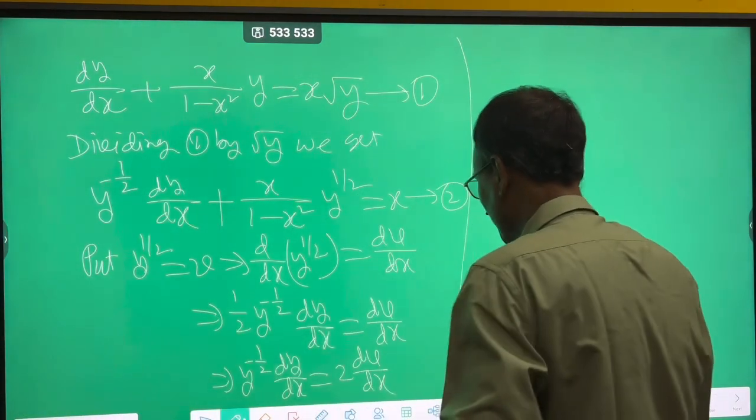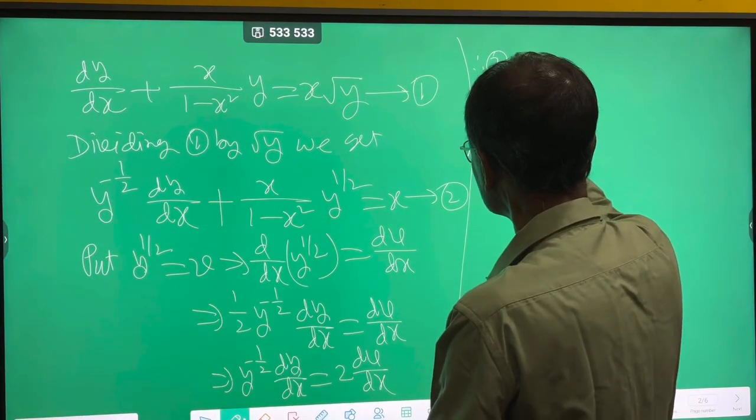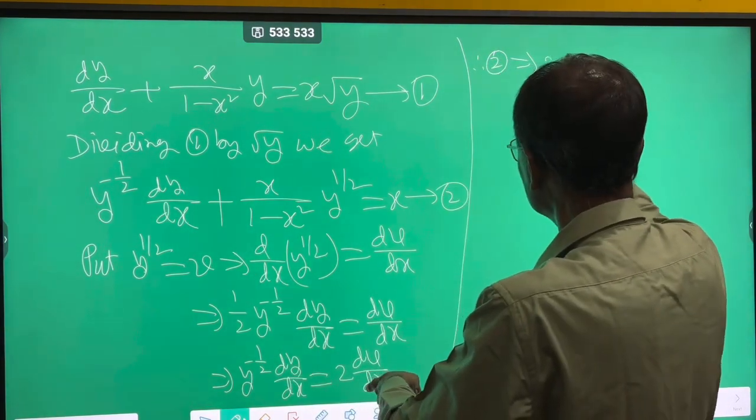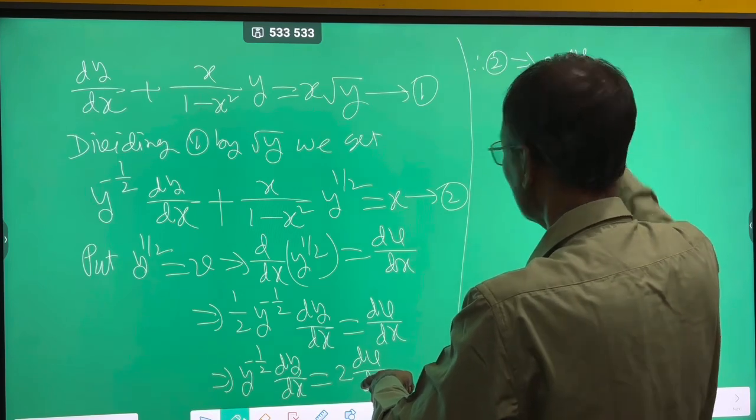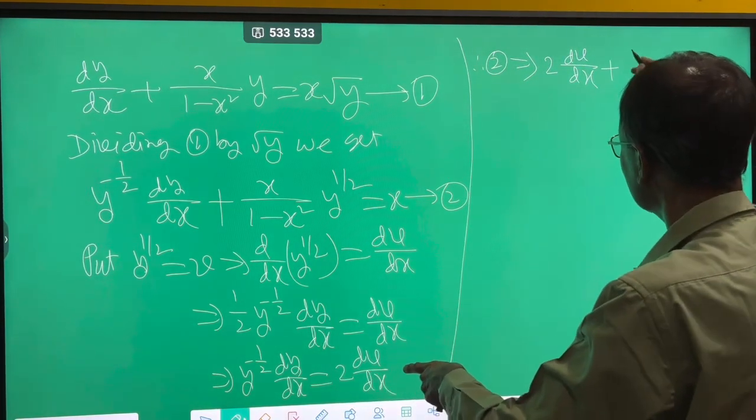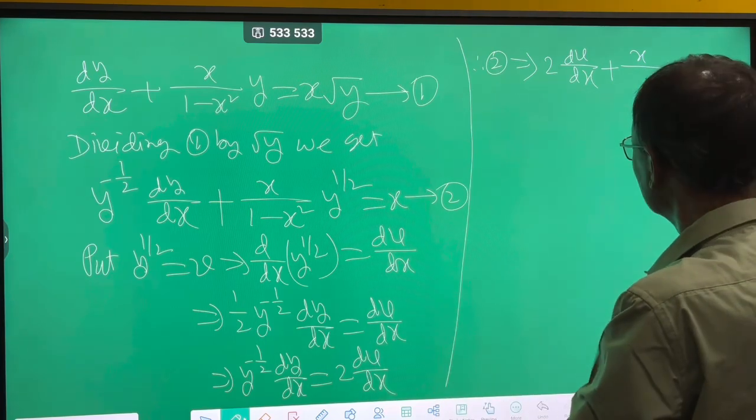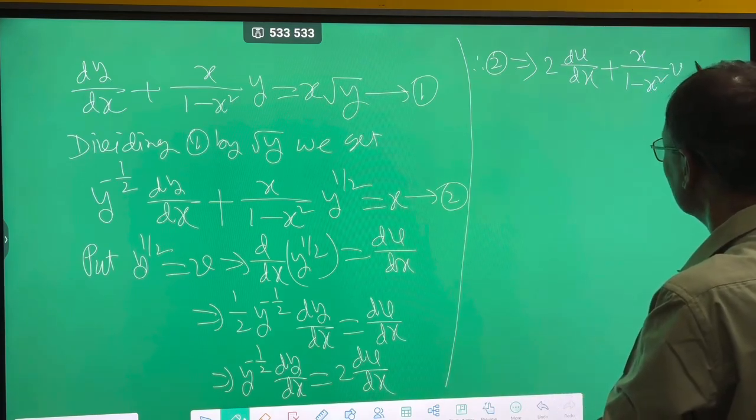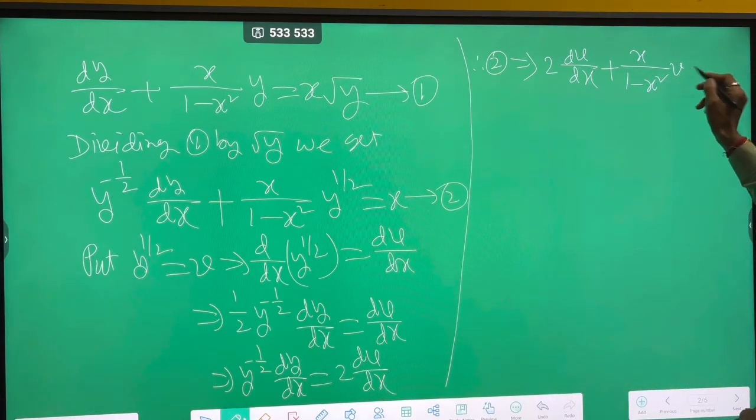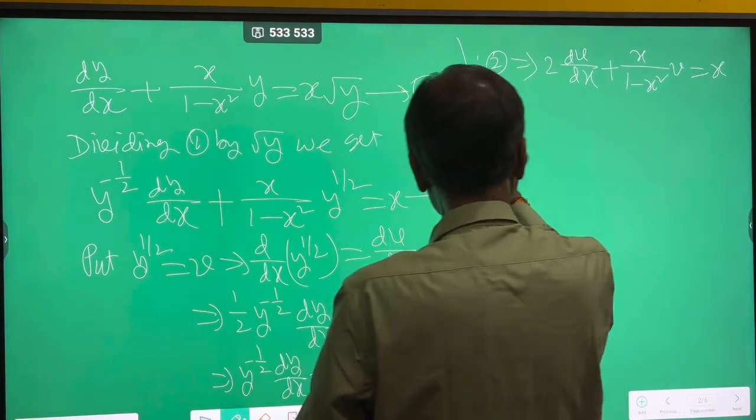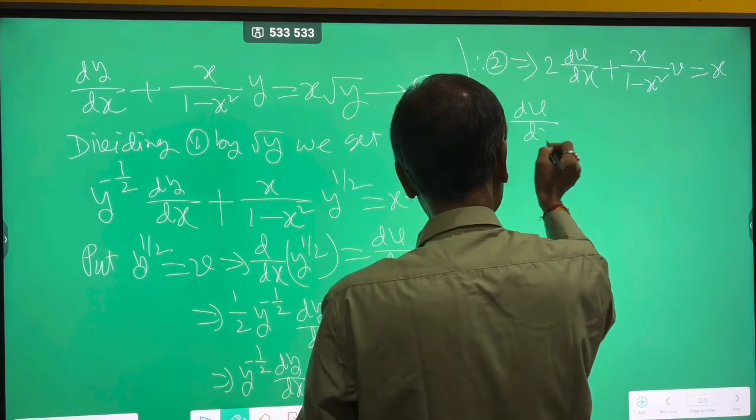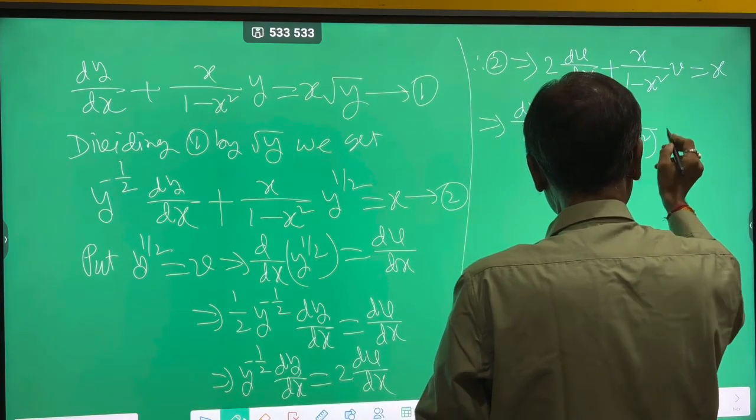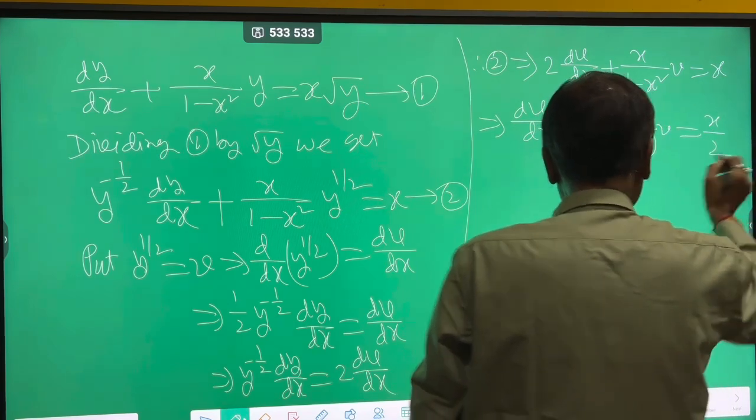Therefore, from 2 we will get y to the power minus half, for this you may write 2 times dv by dx, plus x by 1 minus x square. For y to the power half, you write v, equal to x. This means dv by dx plus x divided by 2 into 1 minus x square, v is equal to x by 2. You may write like this.